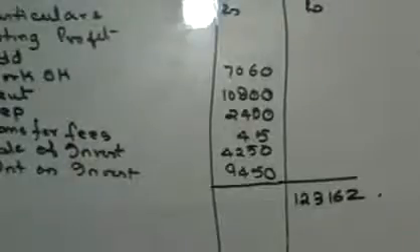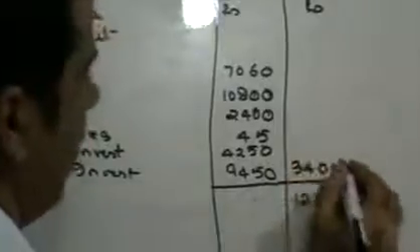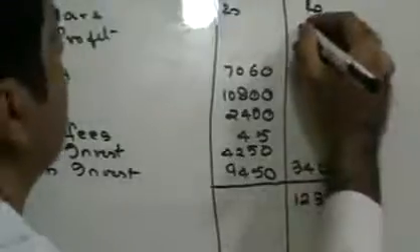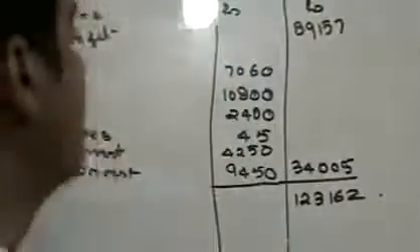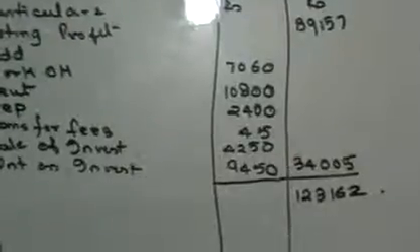Thirty-four. 34,005. So 34,005. Someone please subtract that. 89,157. Right? Next, let's move on to the next sum. Now, those were all type 1 sums where they're giving you the entries. Now let's move on to type 2 sums.